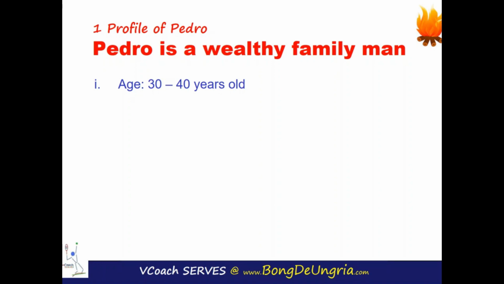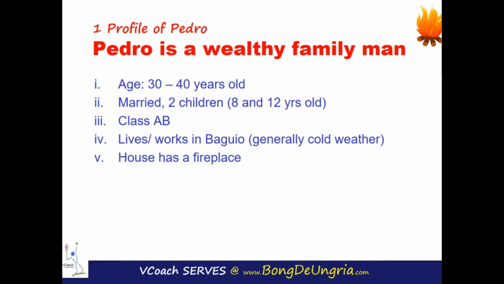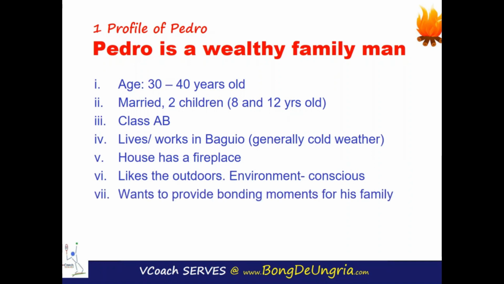So at this age, Pedro, at 30 to 40 years old, is more likely to be married with two children, ages 8 and 12 years old. He belongs to the socioeconomic class AB, and for this example, he lives and works in Baguio, where there's generally cold weather. He owns his own house, which has a fireplace, and he likes the outdoors and is very environment conscious. He also wants to provide bonding moments for his family. So that's the first step. Describe your primary target market, what's their profile, describe them in detail.